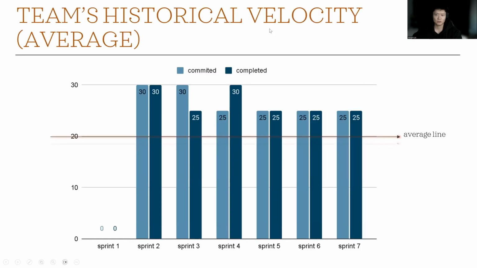So now it's team velocity. The table shows from sprint 1 to sprint 7 all the story points we completed. And in this sprint, we completed 25 story points in total. And as you can see, there is a line in the middle. It's the average line. It's 20 in total.